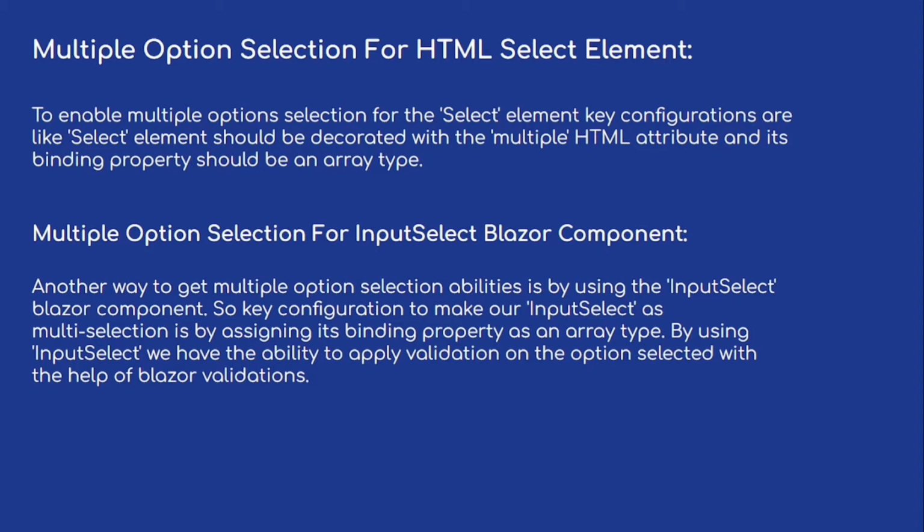Whereas we can use another way, that is the input select Blazor component. The previous select is the HTML element, a direct element. Here we also have an input selector, which is a purely Blazor component. To make it multi-select, simply bind an array object as the binding property, and then the input select acts as a multi-selector. So for these two options we are going to do a small demo.